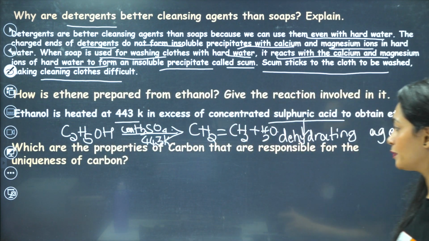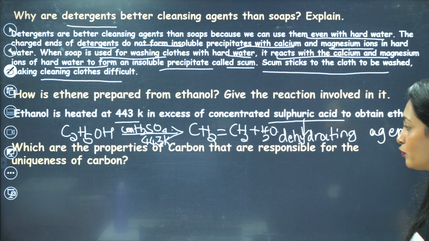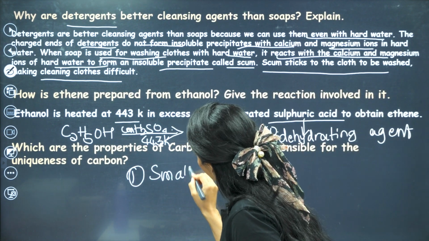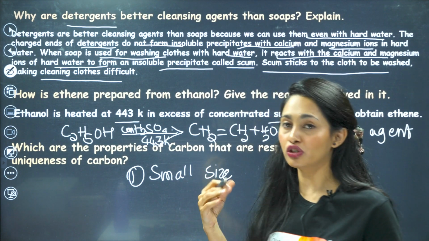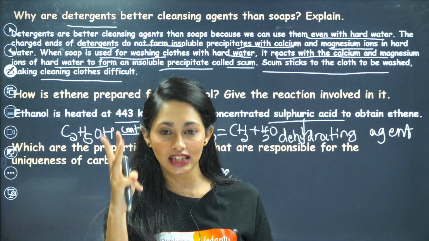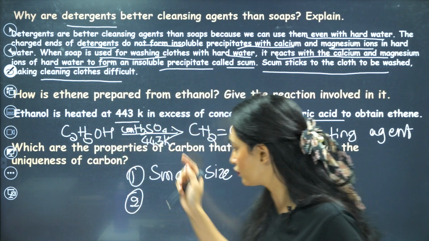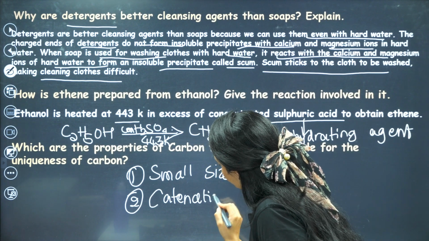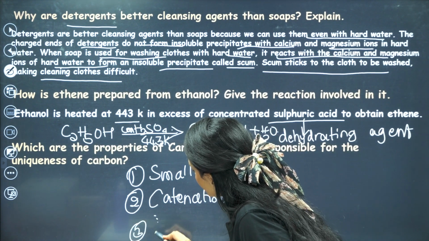Next, which are the properties of carbon that are responsible for the uniqueness of carbon? Small size of the carbon atom, catenation and tetravalency. If they ask you this for 1 mark, you need not explain any of these things. But if they ask you to write this for 3 marks, be mindful and explain everything.